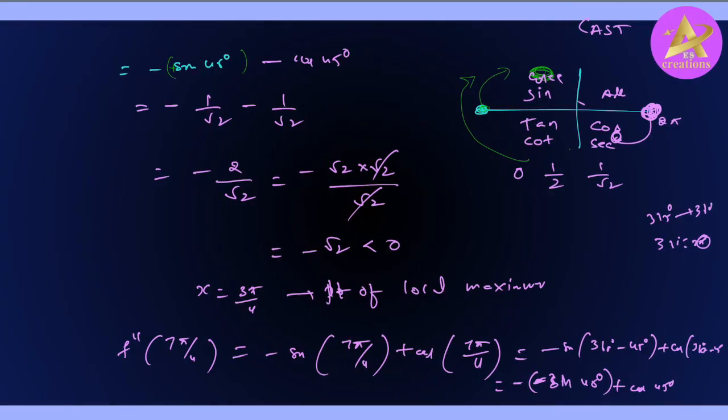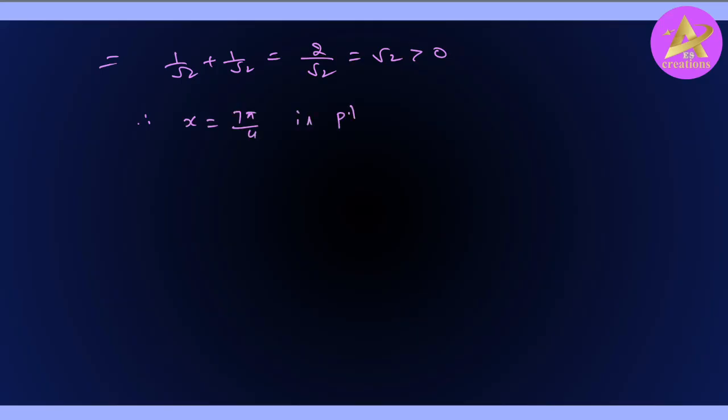And minus plus, sine 45 degree and cos 45 degree. From here we get sine 45 degree is 1 by root 2 plus 1 by root 2. Finally we get 2 by root 2, which is root 2, greater than 0. Therefore x equal to 7 pi by 4 is a point of local minimum.